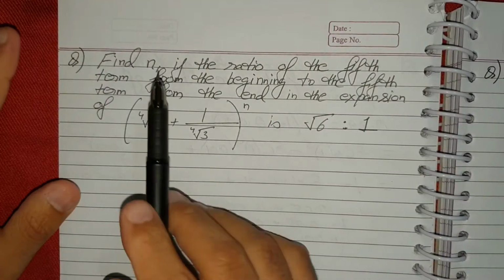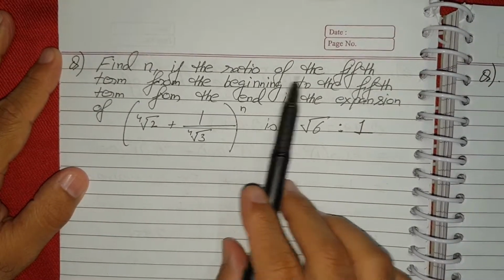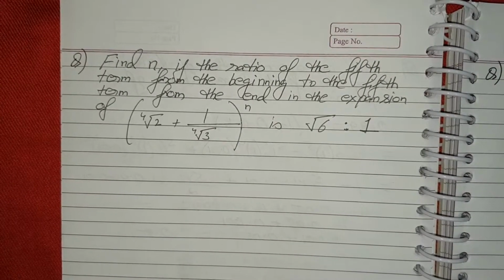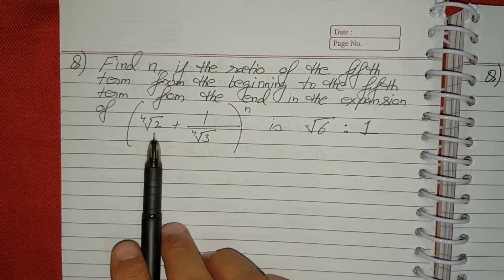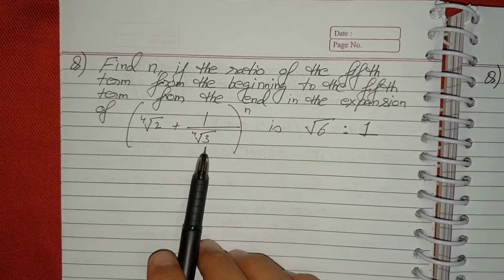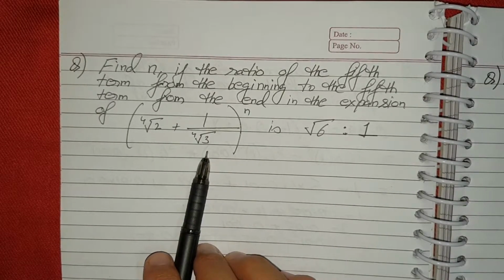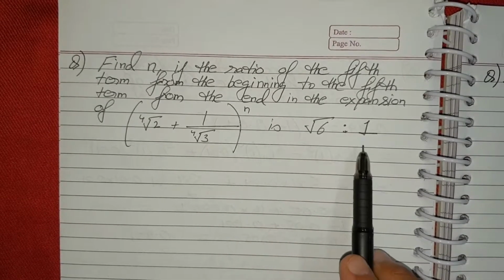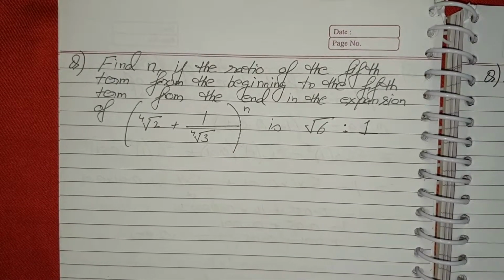Next question. Find n if the ratio of the 5th term from the beginning to the 5th term from the end in the expansion of (4th root of 2 plus 1 by 4th root of 3) to the whole power n is root 6 is to 1.